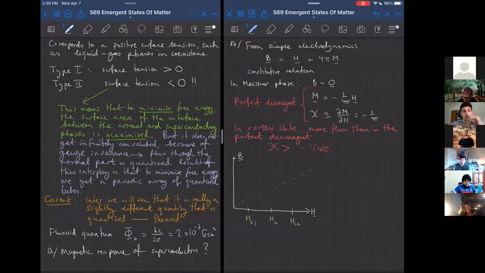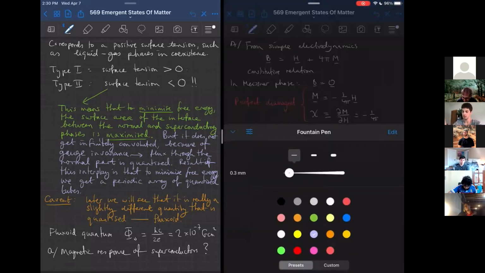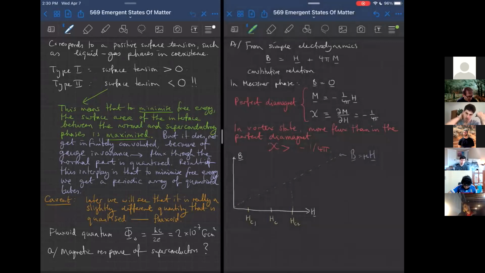So this would be the line B is equal to mu H, which is what you would normally expect from a material if it was, say, in the normal state. So what we know then is that above HC2 you actually do have a normal state, and so the relationship between B and H follows a curve like this.